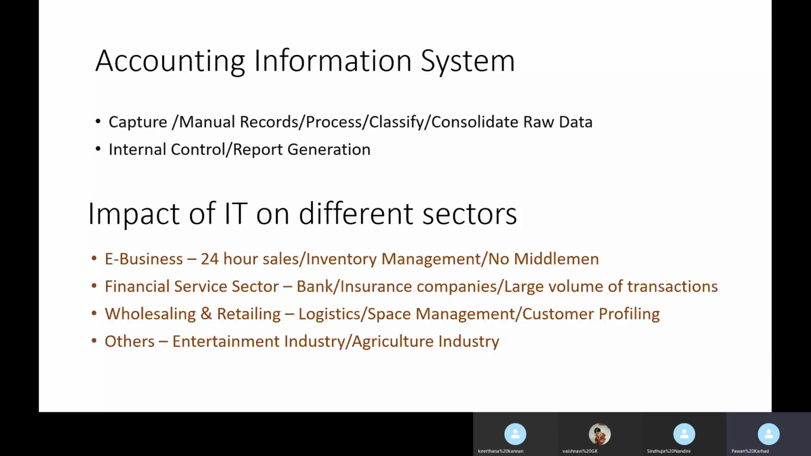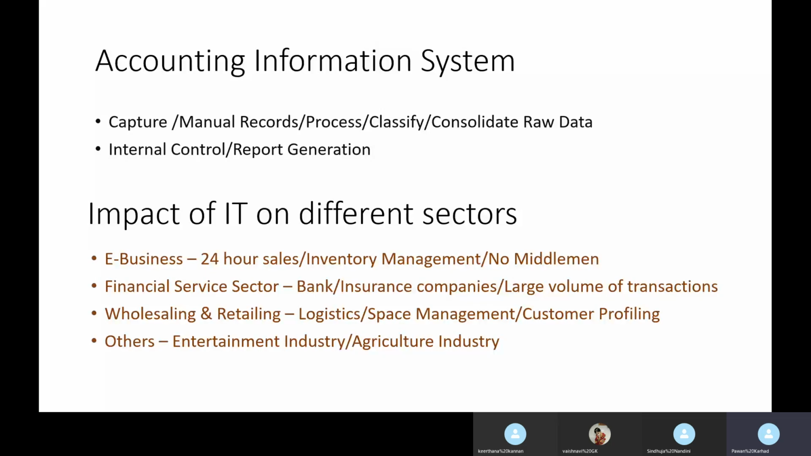After this, impact of IT on different sectors. Now see, in this chapter we have different questions like application of information system in different businesses, application of IT in business areas, and implication of information systems in business. Now this is impact of IT on different sectors. Here the emphasis is on sectors. So you have to write this answer if the question has the word sector.